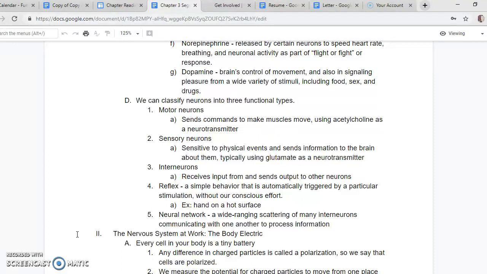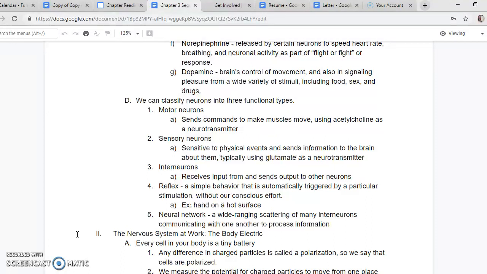So a reflex is a simple behavior that is automatically triggered by a particular stimulation without our conscious effort. And this goes back to the 3 functional types of neurons. The example that the book has for this is when you place your hand on a hot surface. It's a very quick reflex for you to pull your hand away from the heat, and that's partly due to the different functional neurons that you have within your body.